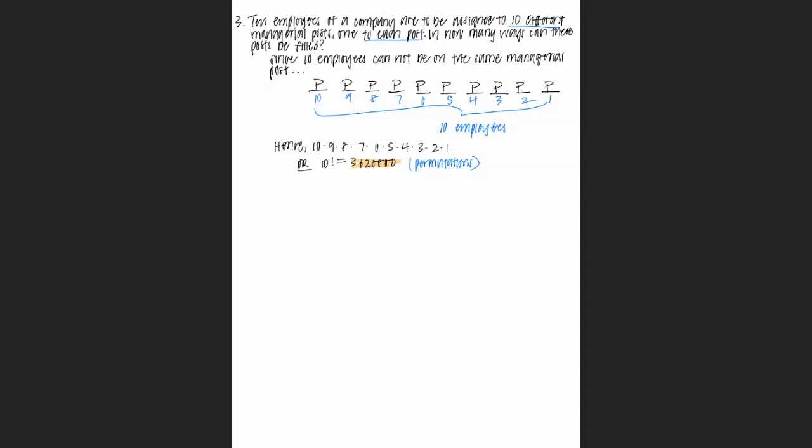This is chapter 1, question 3. 10 employees of a company are to be assigned to 10 different managerial posts, one to each post. In how many ways can these posts be filled? Since there are 10 employees and they are assigned to each post, they cannot be the same, which means they can't repeat. So this is a permutation. I did 10 times 9 times 8 times 7 times 6 times 5 times 4 times 3 times 2 times 1, which is 10 factorial. And I got the answer 3,628,800.